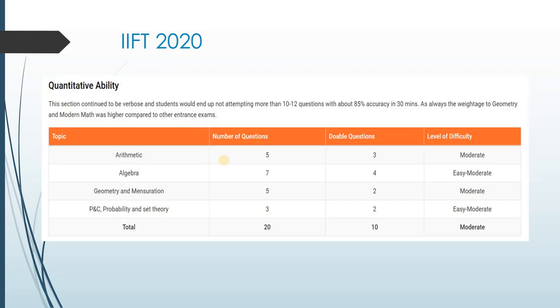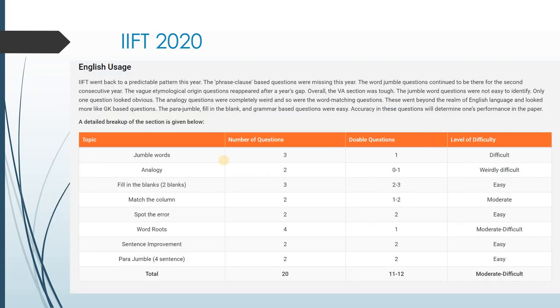So again, in quant, these are the heavy sections: arithmetic, algebra, geometry. Doable questions, you can see, easy to moderate. So attempting 12 questions was a good score in quant as well.